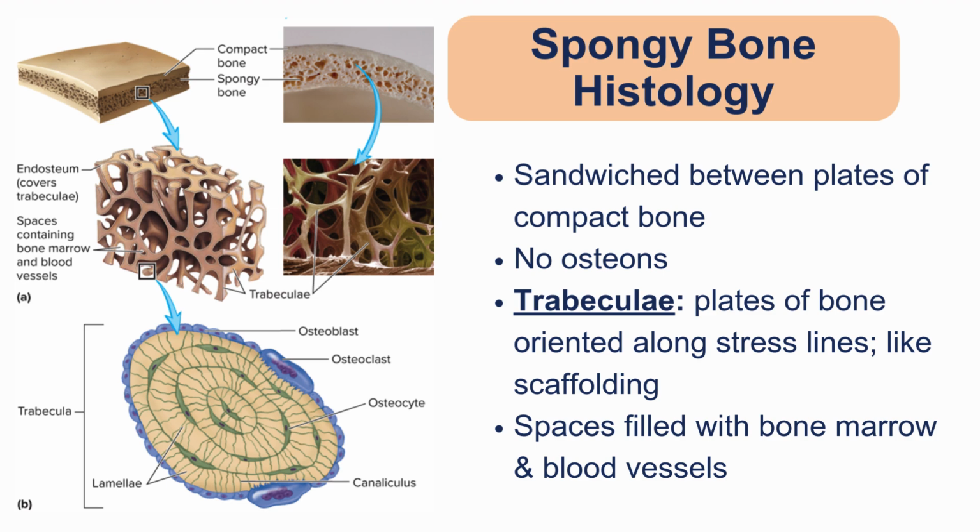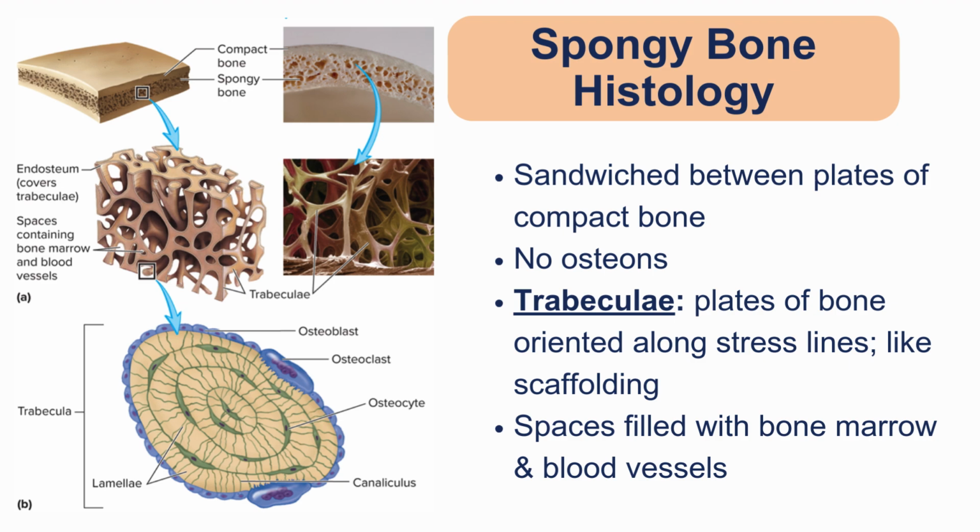In the middle of the image, you can see how trabeculae create spaces. The spaces between the trabeculae aren't empty. They are filled with bone marrow and blood vessels, making spongy bone important for both support and blood cell production because bone marrow produces red blood cells.